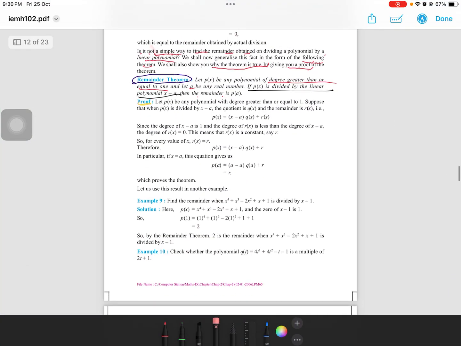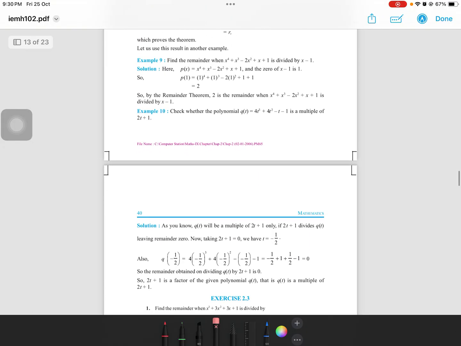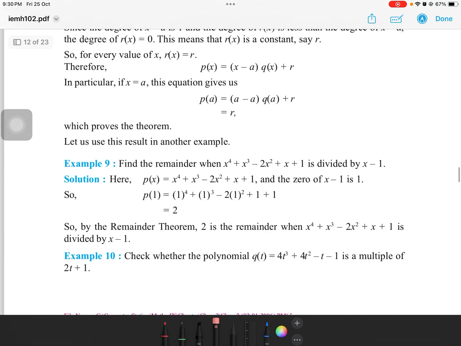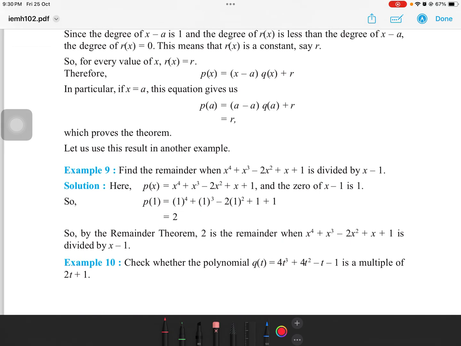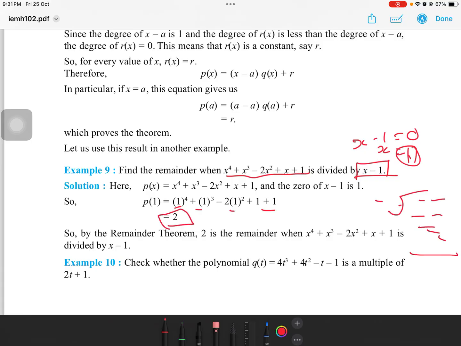Okay. Now, example 9 and 10 are just a few other examples, okay? Let's delve in. Okay, example 9. Find the remainder when this polynomial is divided by this polynomial. Now, what have I taught you? This is your divisor. So, if x minus 1 equal to 0, then x equal to 1. So, when you substitute the value of x here, the value you get is your remainder. When you do that long division, your remainder will be 2, and that is this, okay.